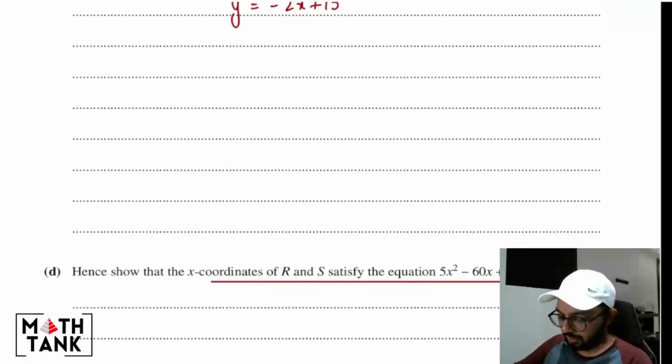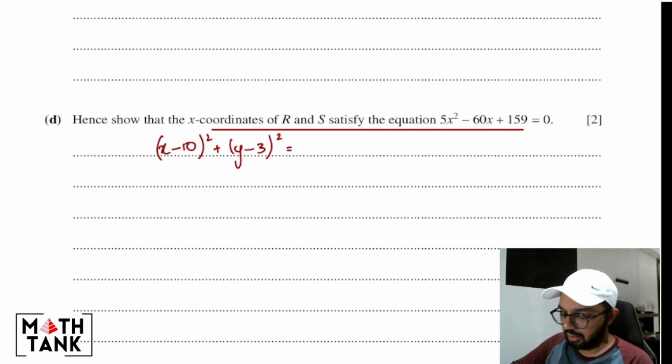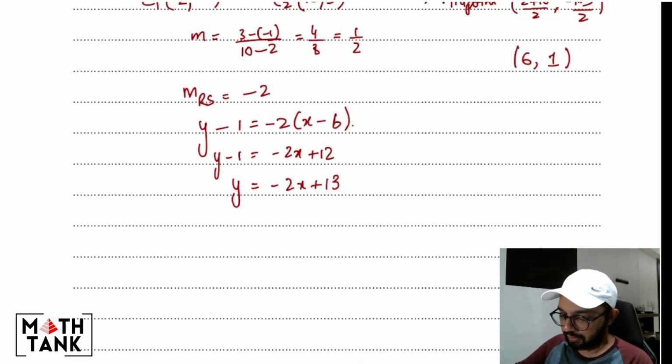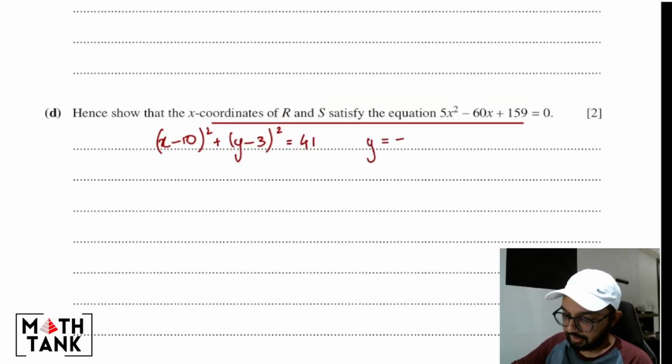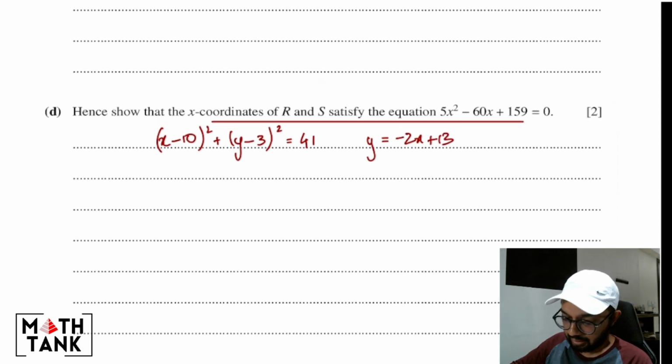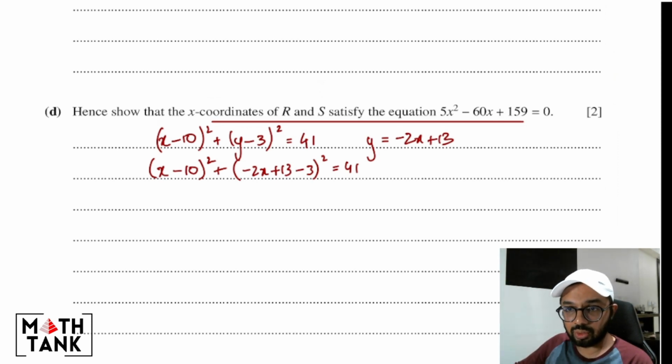Okay, and if I want to find the intersection points of any curve or lines, what I need to do is solve them simultaneously. Since I have the answer from the previous question as well, y equals -2x plus 13, I now need to solve simultaneously. So I'm going to substitute -2x plus 13 instead of y, and try to see if my equation boils down to the equation that's there in the question.